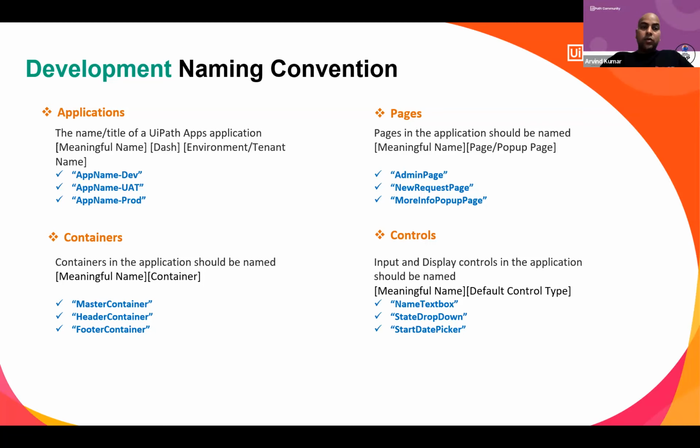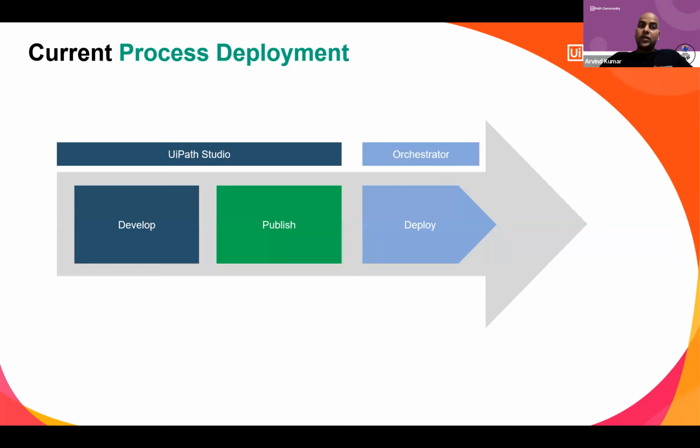Okay, so we'll move to the current process deployment. If you see this image, what is your current process deployment? What do you mean by process deployment? I'm talking about the tenant deployment, when you have a data service or a storage bucket or a Wave Studio, or RPA processes in a studio, right? How does your deployment happen every day?